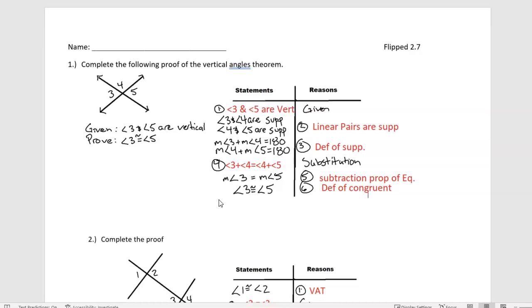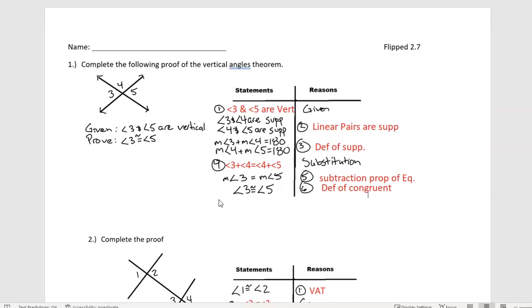The reason we set it up that way is because you have a 4 on both sides. And you could subtract away the 4 on one side and subtract away the 4 on the other side, and you're left with exactly what we wanted, 3 being equal to 5. And then since we want to get exactly what they're asking for, and they want to show that 3 is congruent to 5, after you do the subtraction property of equality, we just say definition of congruence.